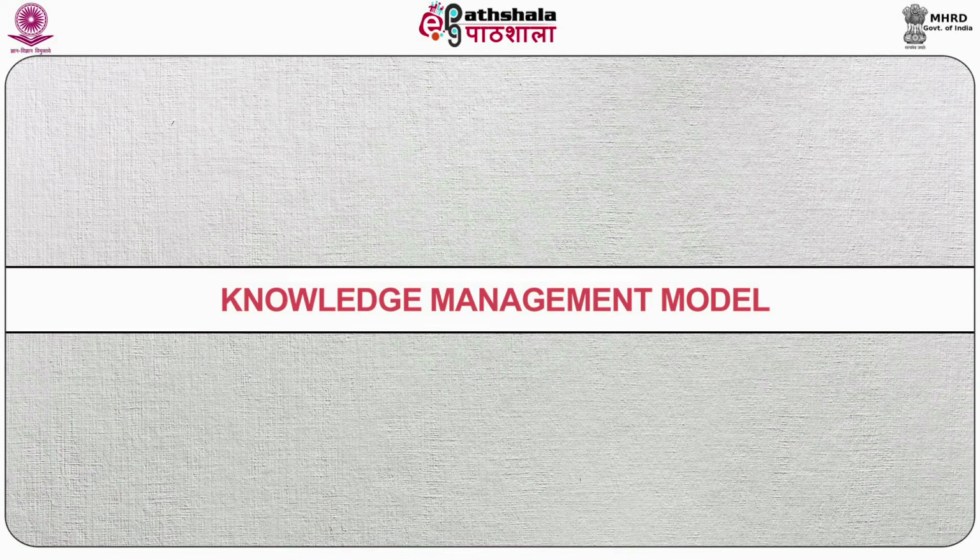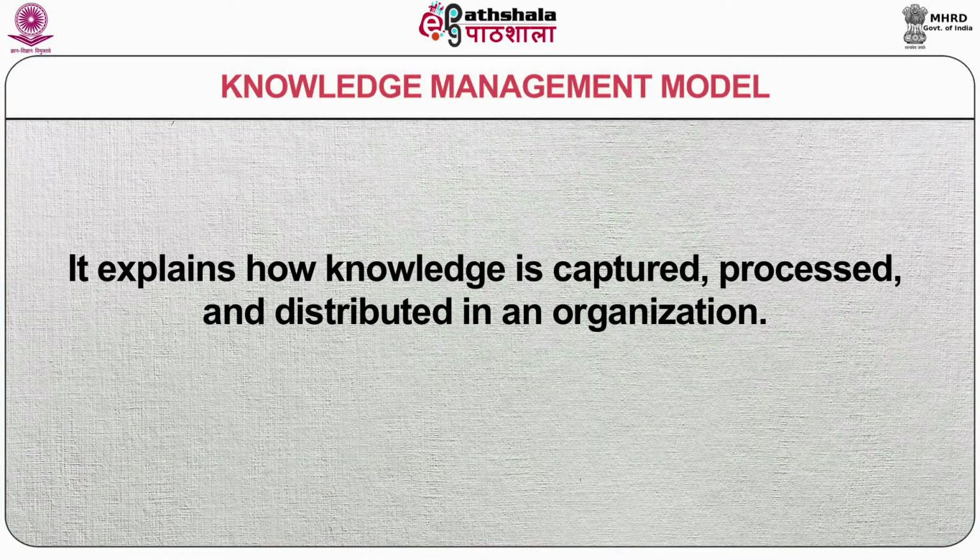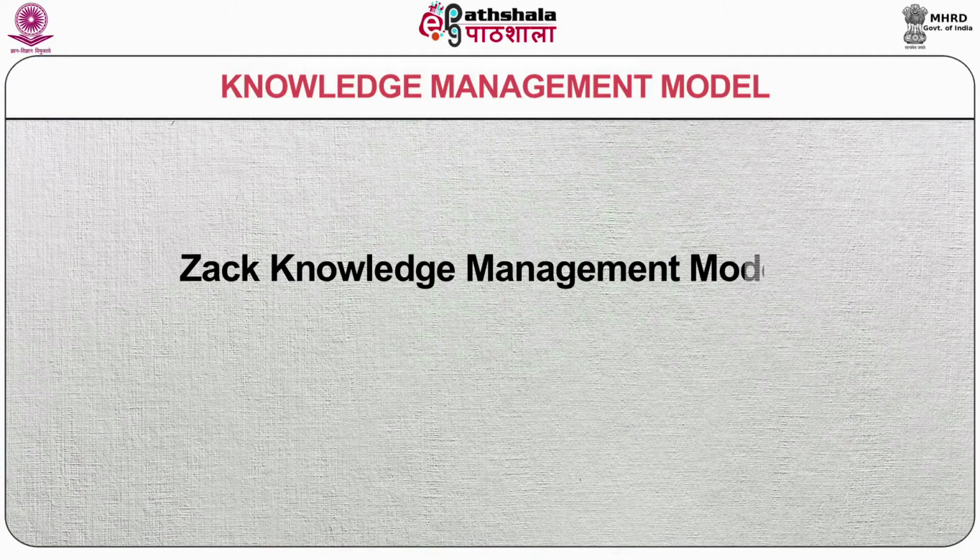Let us discuss one knowledge management model. Knowledge management cycle is the process of transforming information into knowledge within an organization, and thus it explains how knowledge is captured, processed and distributed in an organization. So, in this regard, we will understand the concept of knowledge management with the help of one knowledge management model, and this model is the Zack knowledge management model.